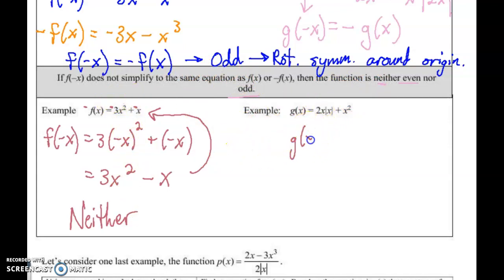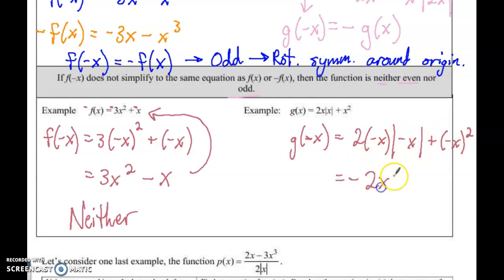Same thing with g of x. Your test is just doing g of negative x. So that's 2 times negative x, absolute value of negative x, plus negative x once you square it. So what we're looking at there is negative 2x, the absolute value makes it positive x, and then negative x once you square it, that's the same as being positive x squared. So definitely not the same as g of x, so it's not even. And if you distribute a negative in here, that's not the same, so it's not odd, so therefore it must be neither. Now hopefully that all made sense.